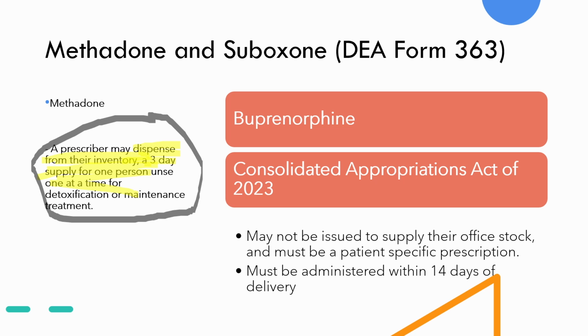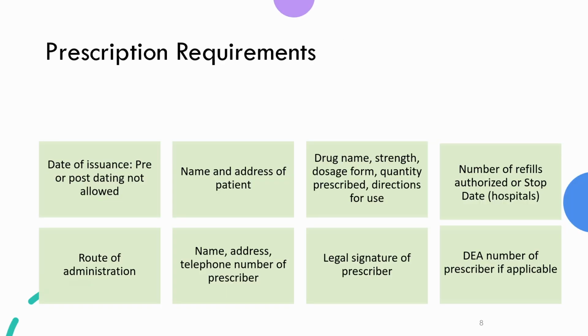What I mean by office stock here is that they order buprenorphine, stock it, and then basically just give buprenorphine to these patients without a prescription. So with this, they need to have a prescription, all right, for patients who have opioid use disorder, and it needs to be administered within 14 days of delivery. Okay.